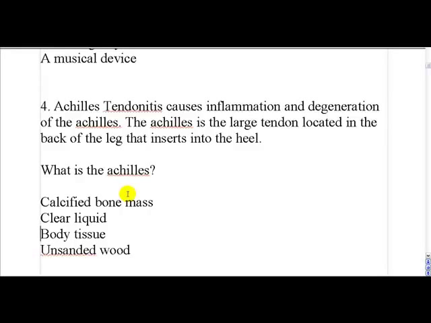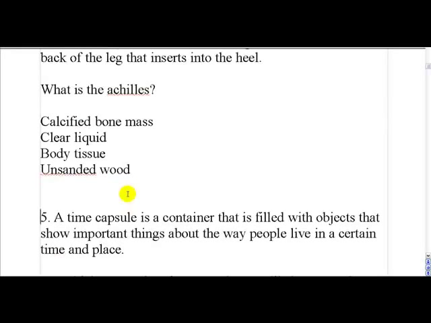Which brings me to another tip. Sometimes on the TOEFL, you're not looking for the correct answer, you're looking for the most correct answer out of the four choices, or however many choices they give you. Okay, the last sentence I want to look at, which demonstrates the importance of using the be verb, here it is. A time capsule is a container that is filled with objects that show important things about the way people live in a certain time and place.